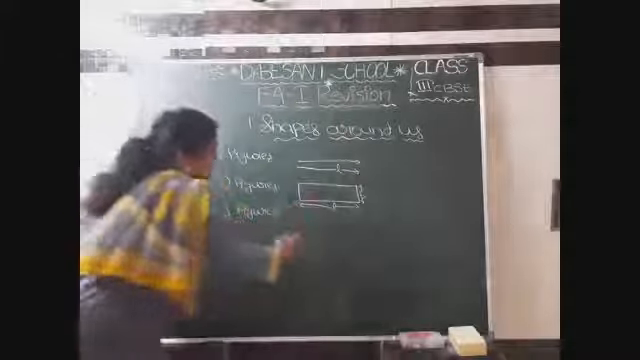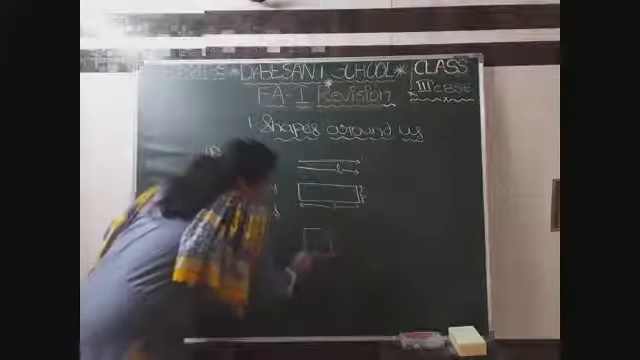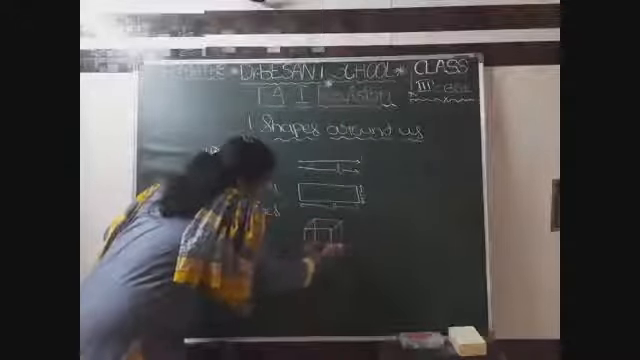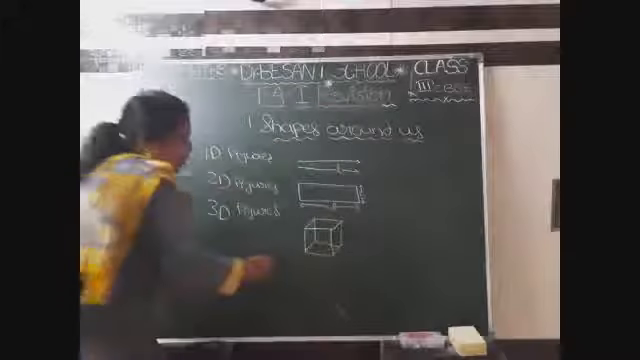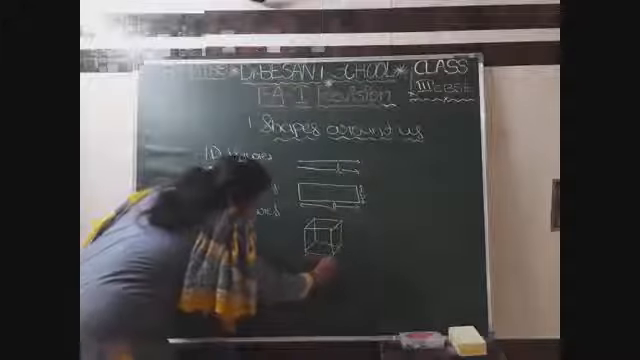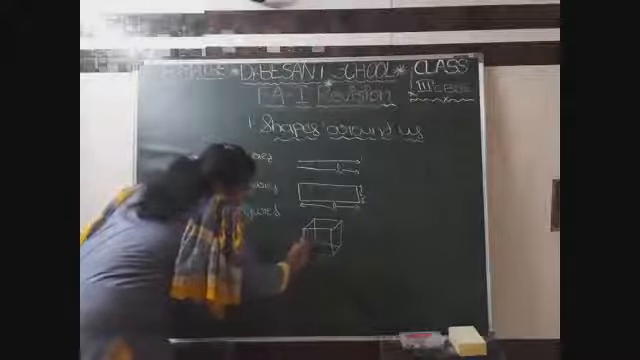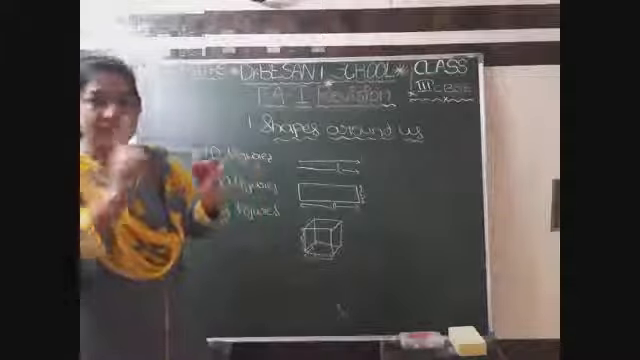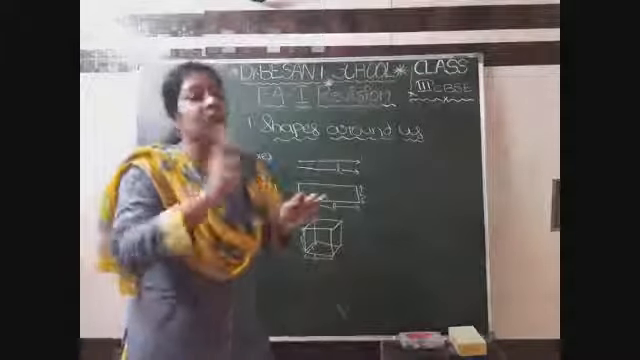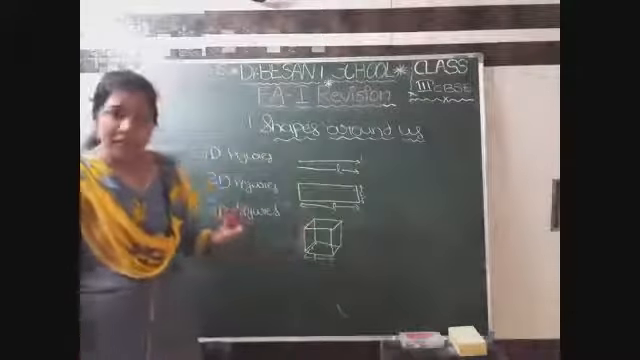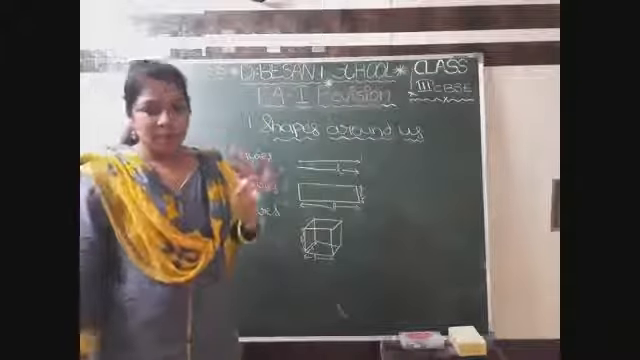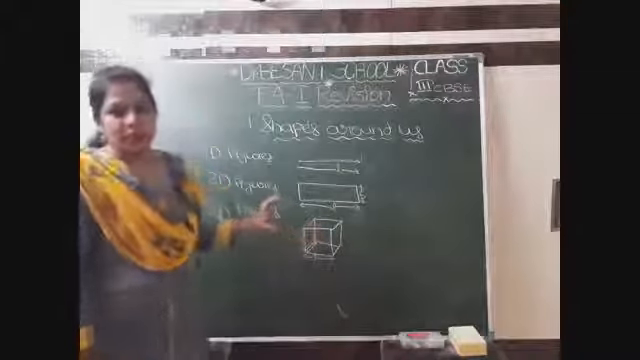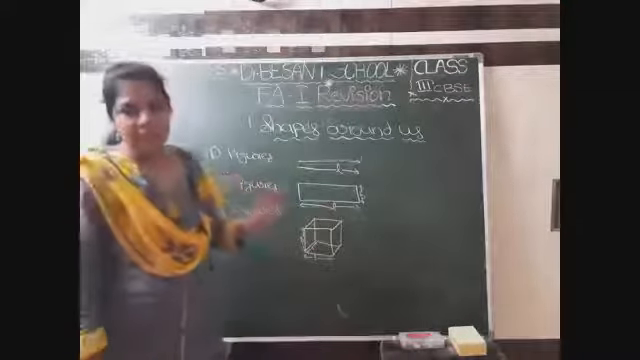Now coming to 3D figures. I am drawing the cube here. Observe this one, children. This is the cube. Now see, children, this is the length of this cube, and this is the breadth, and this is the height. For this cube, length is there, breadth is there, along with the height. Total how many dimensions are there? Length, breadth, height. Total 3 dimensions are there. That's why these type of figures are called 3D figures.